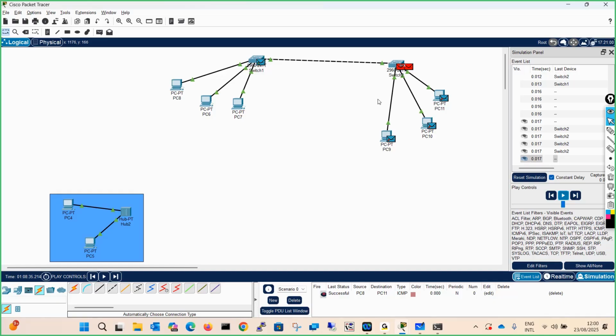So do you think that if PC8 wants to talk to PC11, this broadcast should be flooded to each and every device? Now let's assume there is one more switch over here, then one more switch over here also. Do you really think that all the broadcast should go to all the devices, all the switches, all the network? Is it really required? The answer is no. If PC8 wants to talk to PC11, why should this unnecessary broadcast go to other switches as well? It is not required, to be very honest.